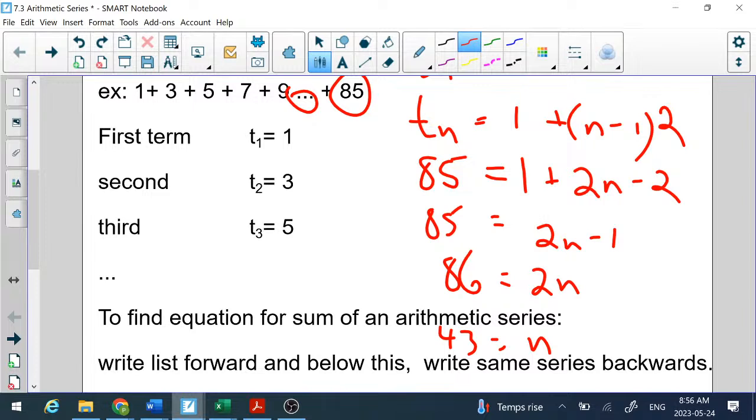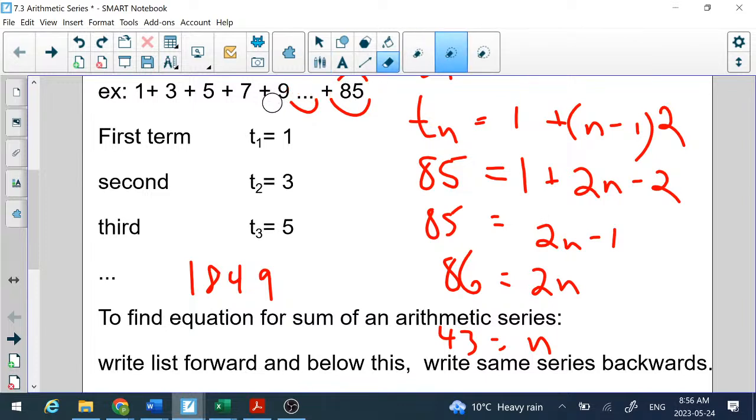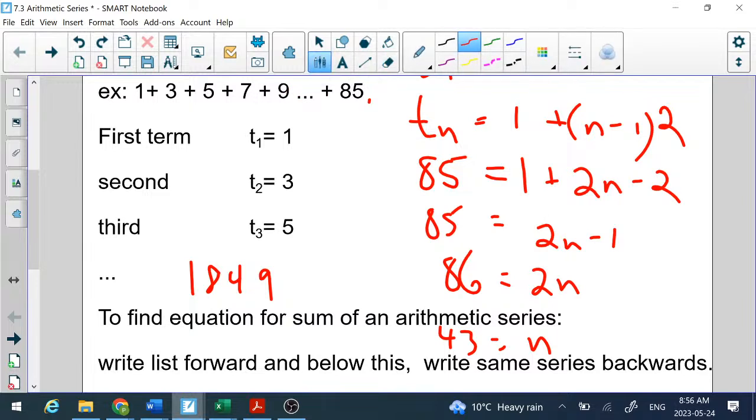Did somebody write down the answer? 1,849? I'll write it here. Did you get it? It's too long, right? Nobody wants to do that. Nobody has time for that. You guys keep going. You're doing well. While you're doing that, I'm going to try and show you or give you a hint to what I did.